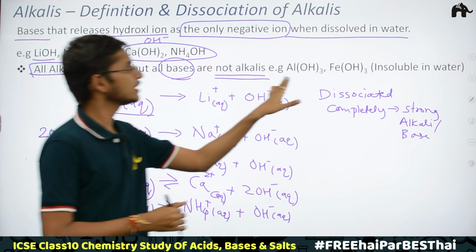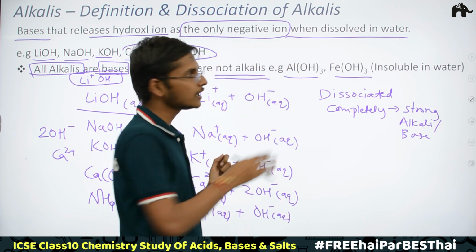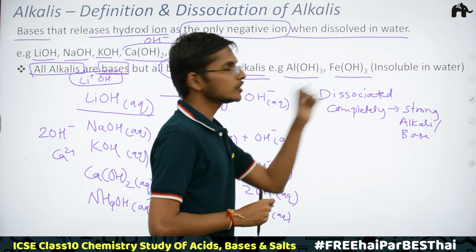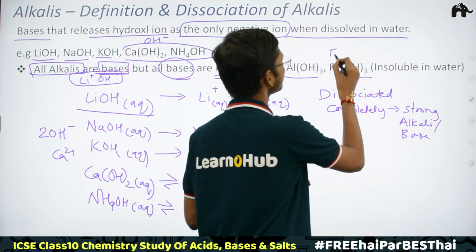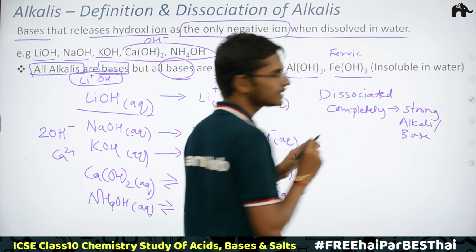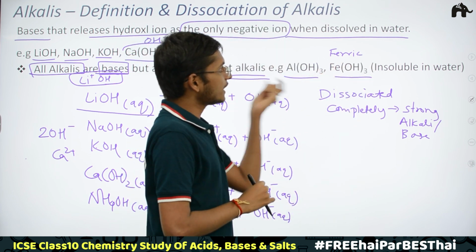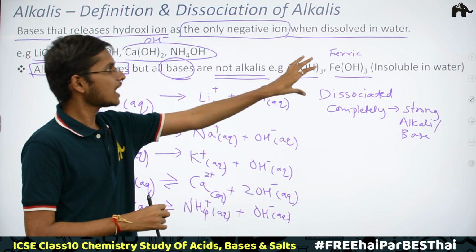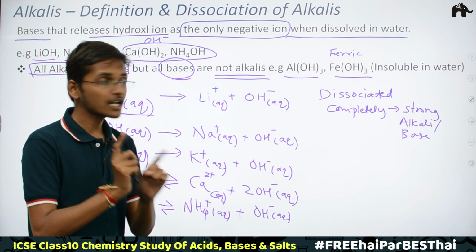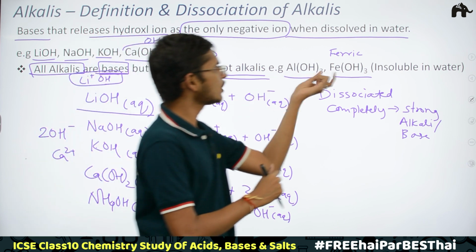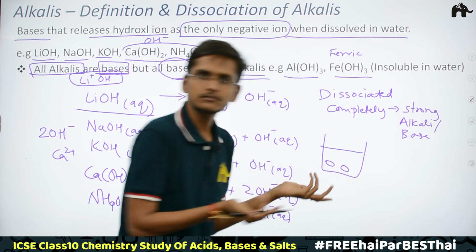For example, Al(OH)3 and Fe(OH)3. Al(OH)3 is aluminium hydroxide. What would be the name of Fe(OH)3? Iron hydroxide, right? No, ferric hydroxide. Some names are derived from Latin. So, ferric hydroxide. Now these two hydroxides are bases because they react with acids and form salt and water, but they are not alkalis because when we add them in water, they remain as they are.